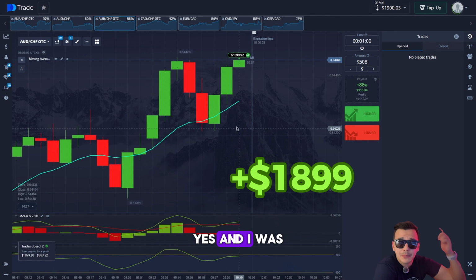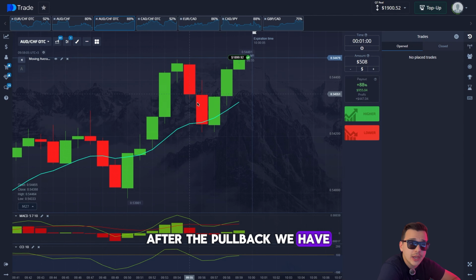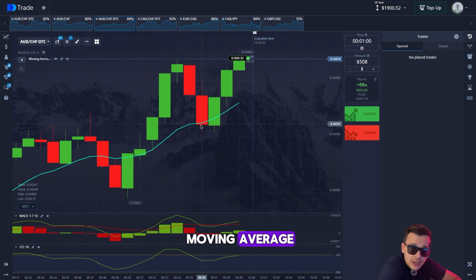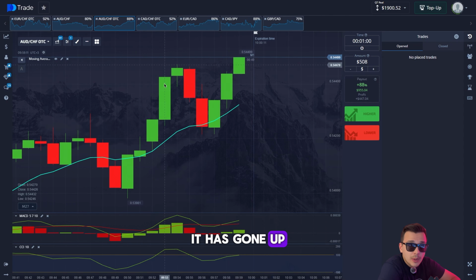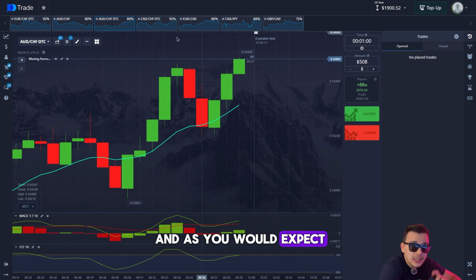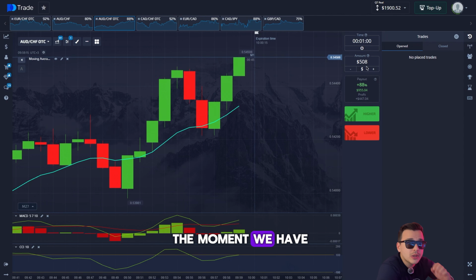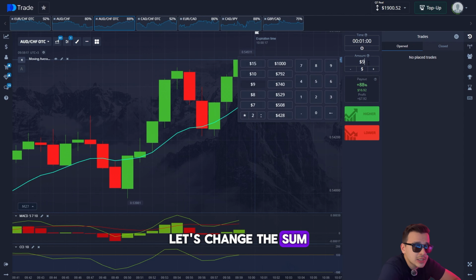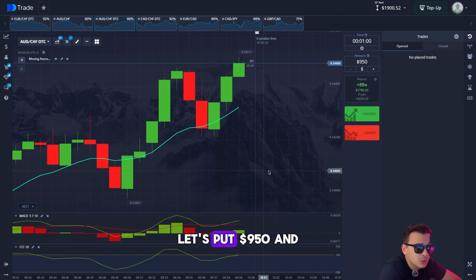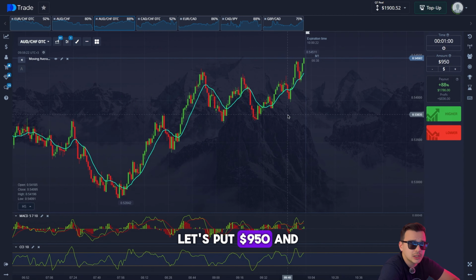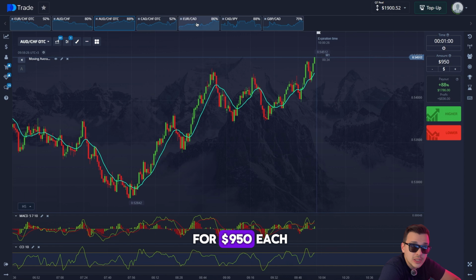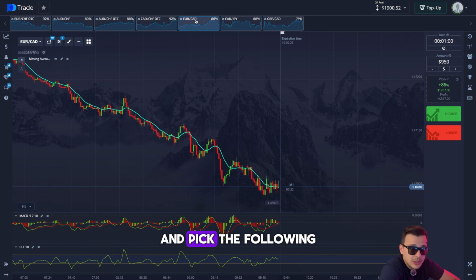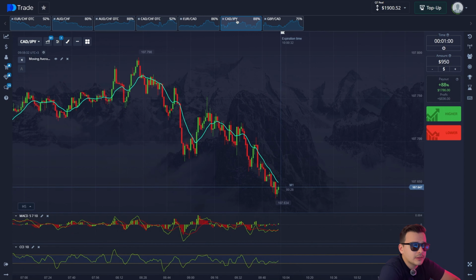And I was absolutely right. After the pullback and the crossing of the moving average, the dynamics has not gone down. It has gone up, and as you would expect, the dynamics of the movement has gone up. Let's change the sum of the value of the trade. Let's put $950 and open two trades again for $950 each. And pick the following currency pair.